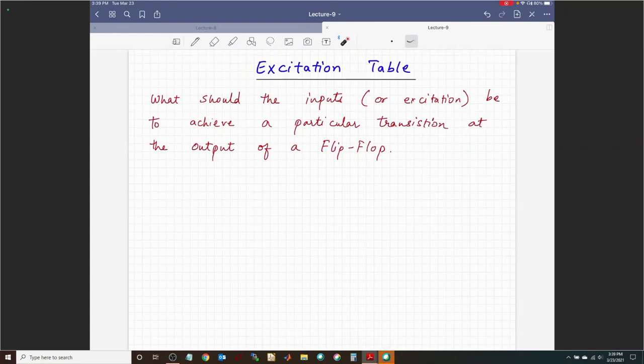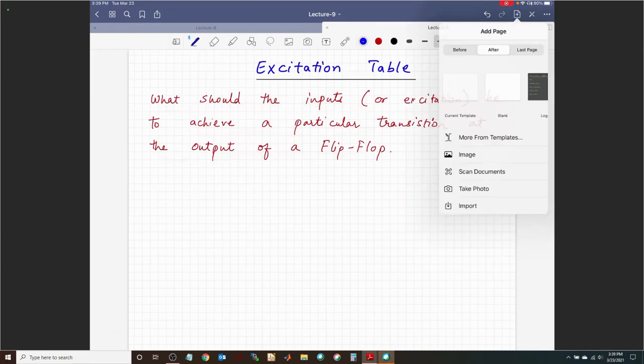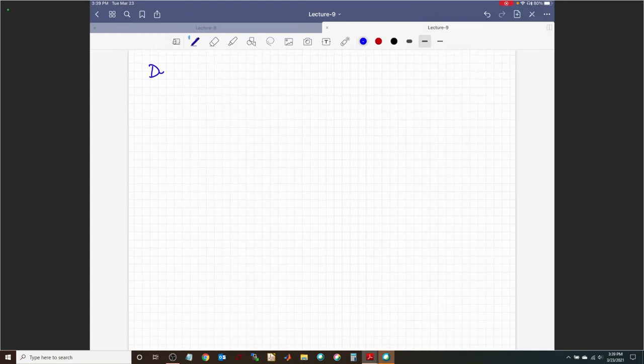The definition of an excitation table is, what should the inputs be, what should the excitation be, to achieve a particular transition at the output of a flip-flop? If you want a certain transition at the output of the flip-flop, what should you provide at the input? That's your excitation table. So let's spend some time deriving an excitation table, and we'll do that for a JK flip-flop.